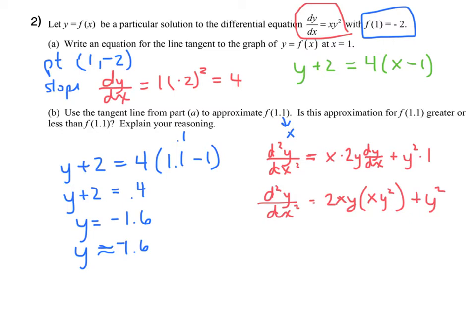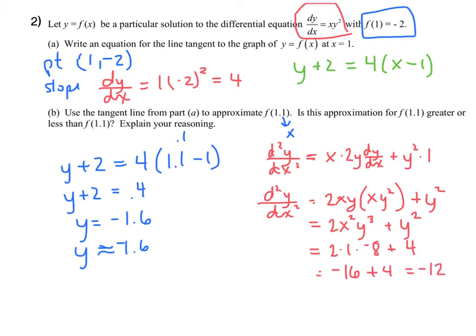I guess I could take this one step further if I wanted to, and that would be 2x squared y cubed plus y squared. Okay, so I can go ahead and plug in my x and my y that were given to me. My x, of course, is 1. So 2 times 1 times -2 cubed is -8, plus -2 squared is 4. Okay, so that's going to be -16 plus 4, which is obviously -12.